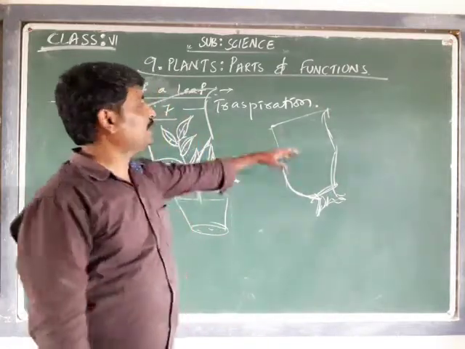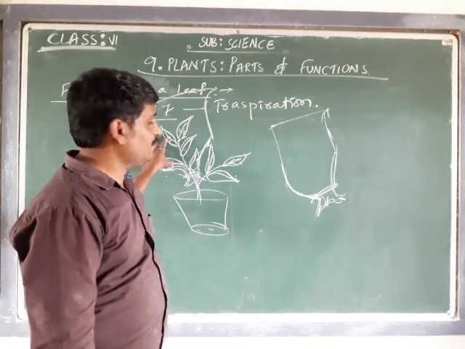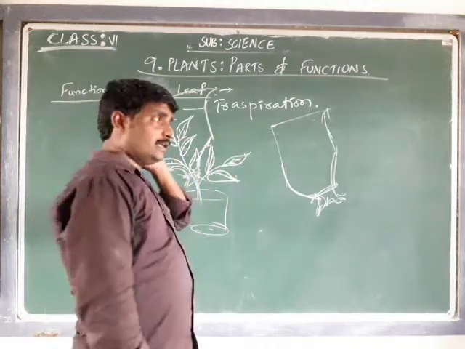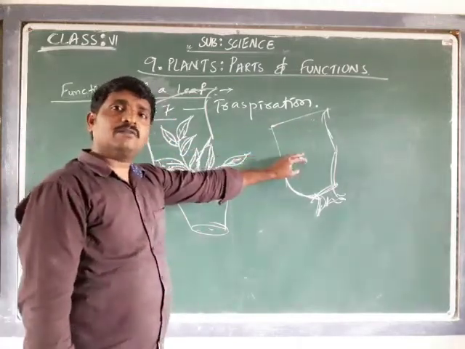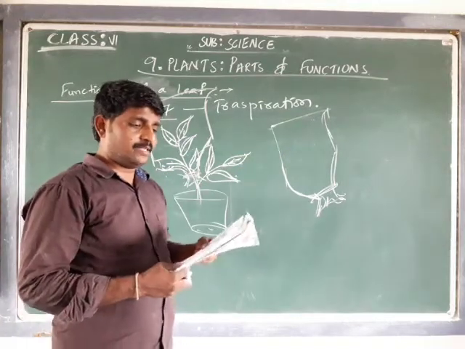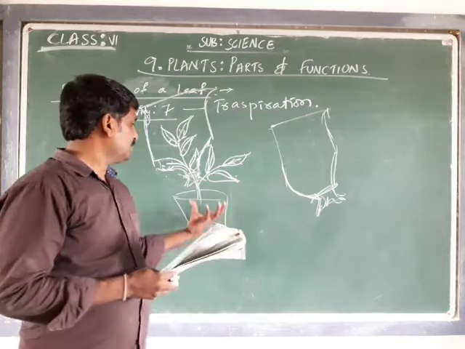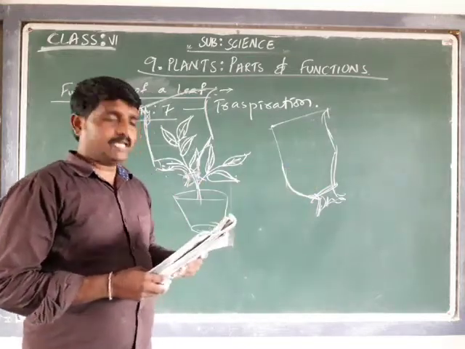These are the two: one encloses the leafy branch of the plant which is well watered and kept under the sun, and the other is the empty polythene bag which is not enclosing any plant. We have to keep both of the polythene bags in the sun. This one along with the tree you have to keep under the sun, and this also you have to keep under the sun.